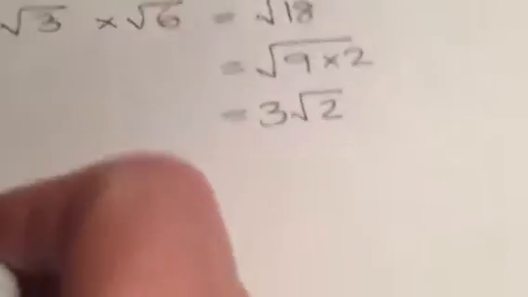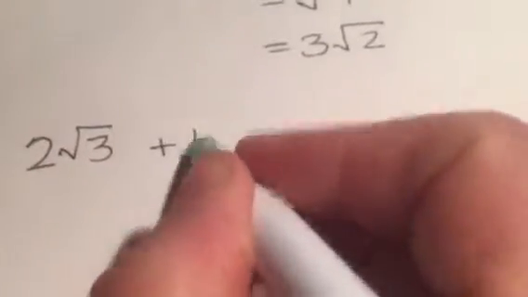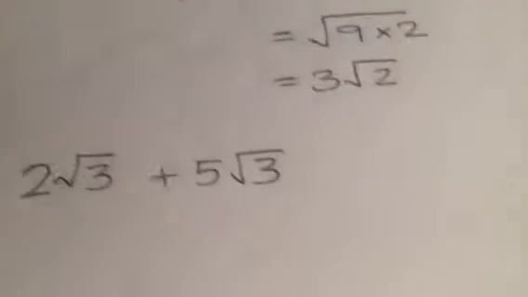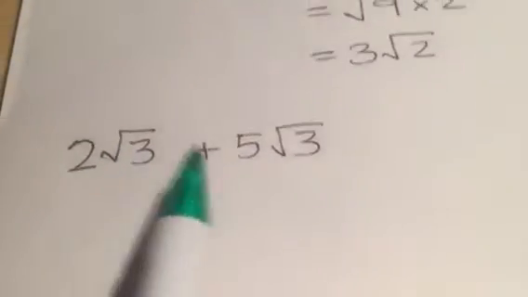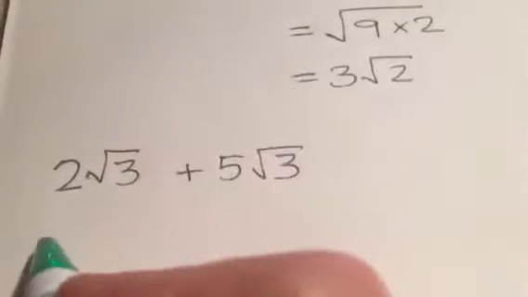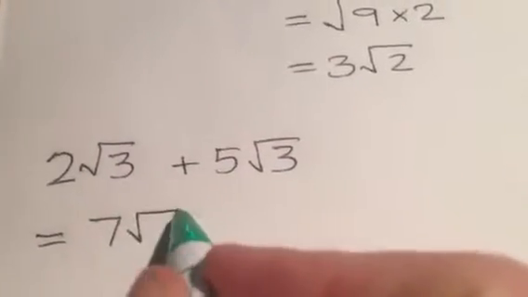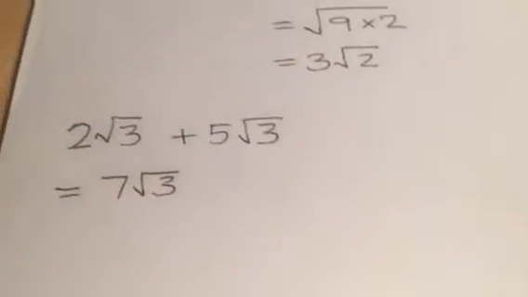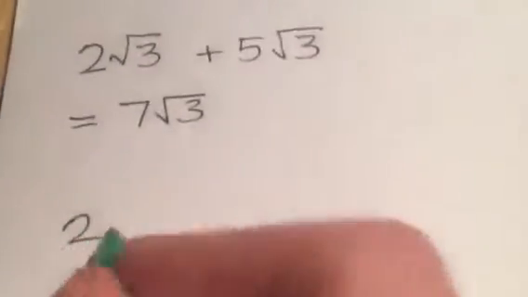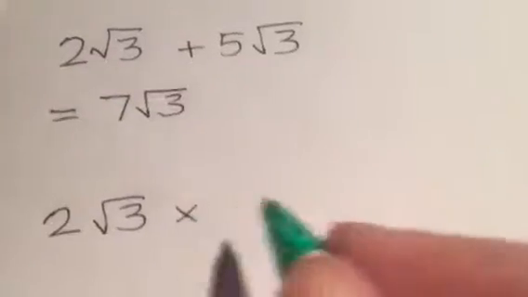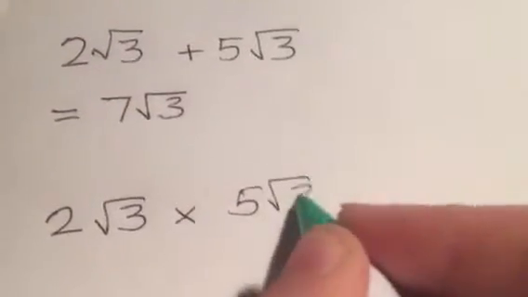If you've got something like 2 root 3 plus 5 root 3, this is a bit like collecting like terms in algebra. I've got 2 lots of root 3 and I've got 5 lots of root 3, so altogether I've got 7 lots of root 3. Watch out for the difference between that and 2 root 3 multiplied by 5 root 3.